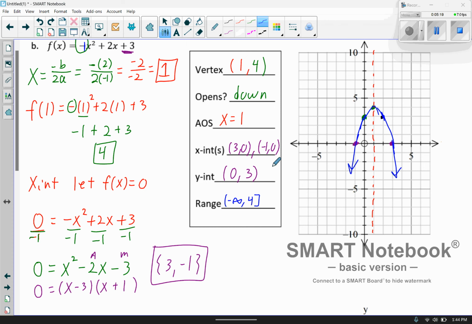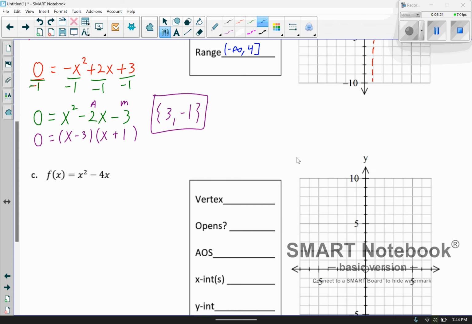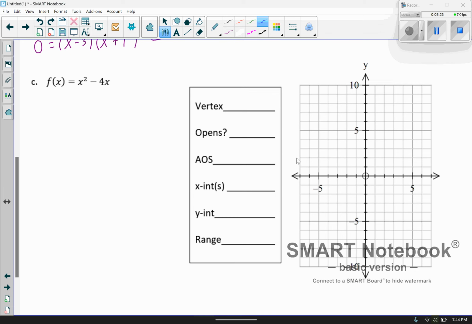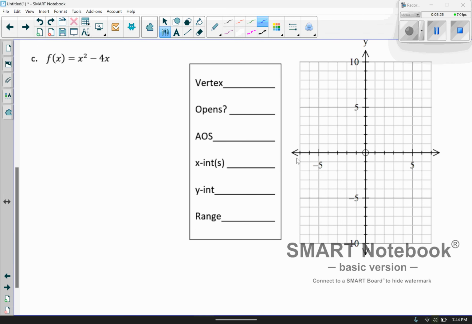All right, let's try a couple more. Okay, so this one here is going to be kind of interesting because my A value is 1, my B value is -4, and then my C value is basically 0 right there. I'm going to go ahead and add it on there, but it's kind of a little extra information.